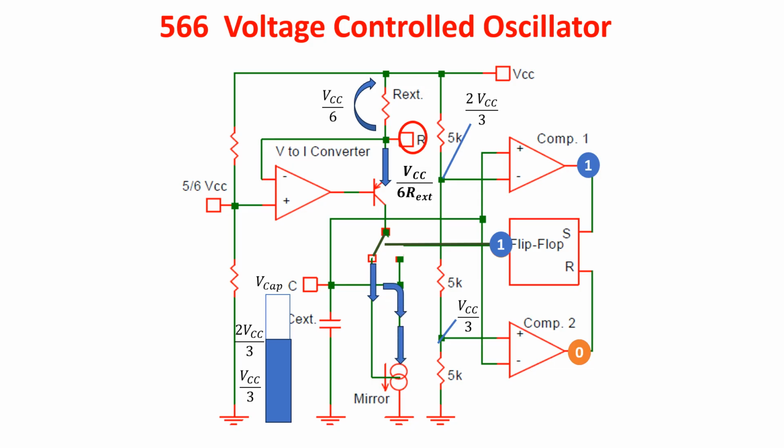When the voltage across the capacitor goes down below 2/3 of VCC, the output of comparator 1 goes down, but this doesn't affect the output of the flip-flop, which remains at the high value, keeping the capacitor discharging. When the voltage across the capacitor reaches VCC divided by 3, comparator 2 goes high, flipping the switch, and the capacitor is charged again, starting over the cycle.